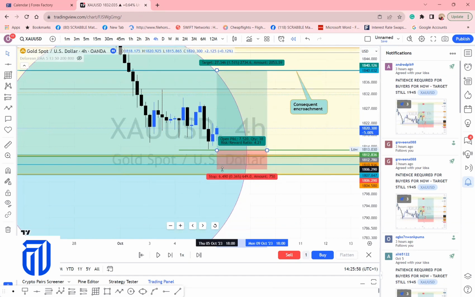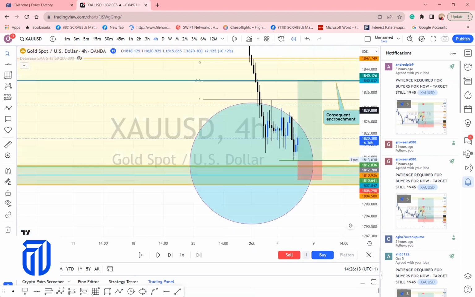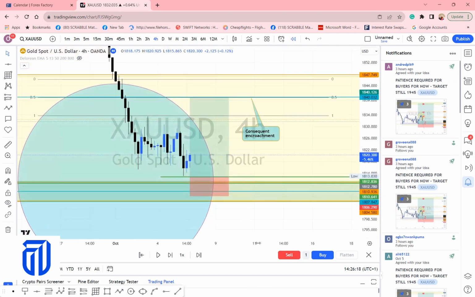Now, that blue line is 1807. I'm going to put my stop loss just below it. What is important to me here is that my risk reward makes a lot of sense. What do I mean by that? I have ensured here that my reward is more than my stop loss. My risk reward ratio here is 4:1 to 4.21, meaning that my reward is going to be 4 times my risk, which is a good risk reward.